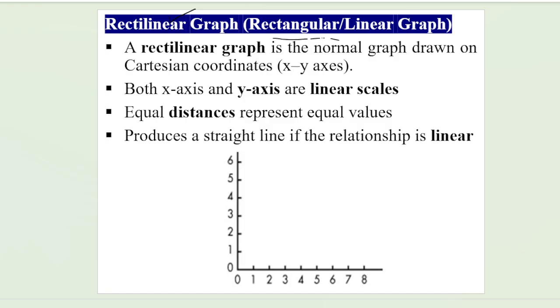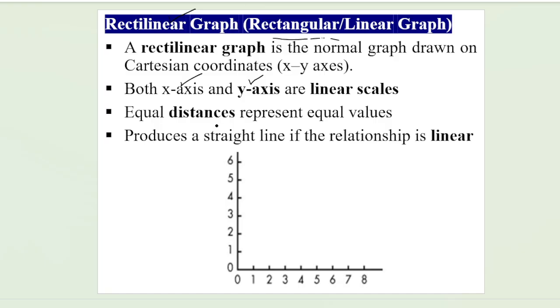It is drawn on Cartesian coordinates, which means that it is plotted on the x-axis as well as the y-axis. In a graph, the x-axis has the independent variable, and the y-axis has the dependent variable. जिस तरह मैं आपको example दूँ, time is an independent variable that will be plotted on the x-axis, and the concentration changes with time, so that is the dependent variable, and it will be plotted on the y-axis. This is one example.